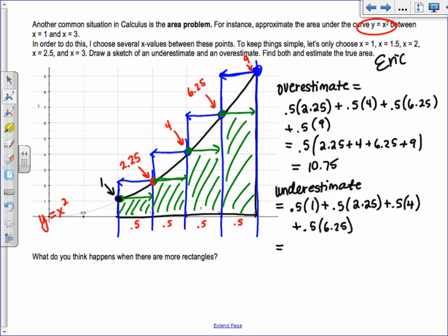All right, so pull out the common factor to make it a little bit easier. So 1 plus 2.25 plus 4 plus 6.25. All right, so 1 plus 2.25 plus 4 plus 6.25. And on this one you get 6.75.